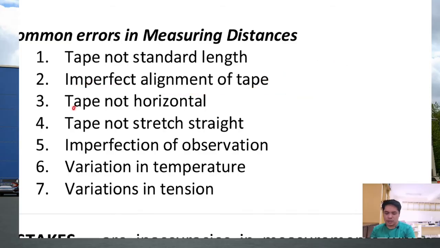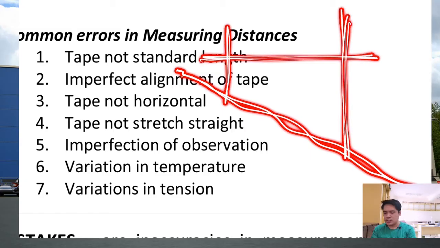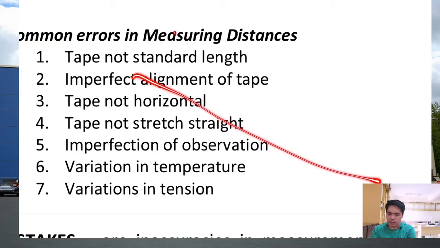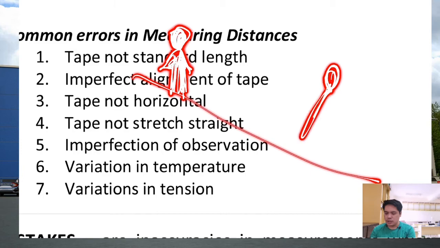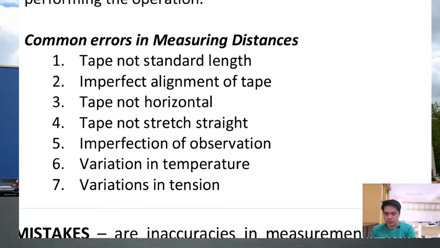Number 3 is tape not horizontal. So for number 3, tape not horizontal, that means the tape is not perfectly horizontal if you are measuring, let's say, a sloping ground. So supposedly you should measure this horizontal distance. So the tape should be perfectly horizontal, but for some reason it could be na medyo nagsag siyang ganyan, or nag-incline siyang ganyan. So for example, yung naghawak ng tape dito is just your ka-teammate mo sa group. So let's say you're measuring it like that. Tapos pag ganun pala yung pag-measure ninyo, your intention is to measure it like this, perfect horizontal like this.